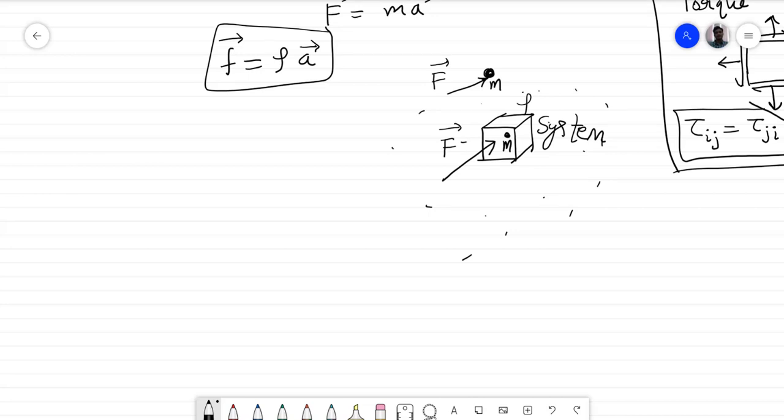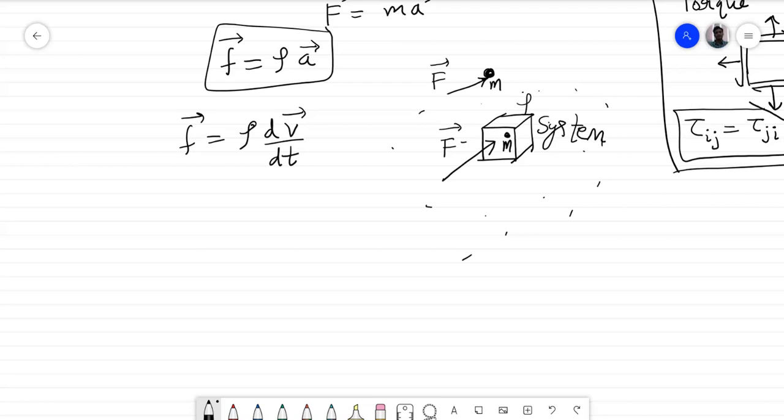Now we can write this acceleration in terms of velocity. So we are writing dv by dt. Here d dt is the total derivative, because we are following a system. We are saying that this is a particle, this cubical or cuboidal particle, which we are tracking in space and time. So d dt is the material derivative or total derivative of the velocity of this particle.